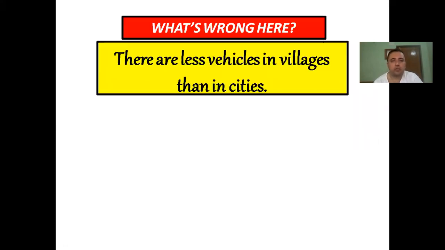First of all, I want you to have a look at this sentence on your screen. There are less vehicles in villages than in cities. What's wrong there? Think about that while I come with my explanation a little later.